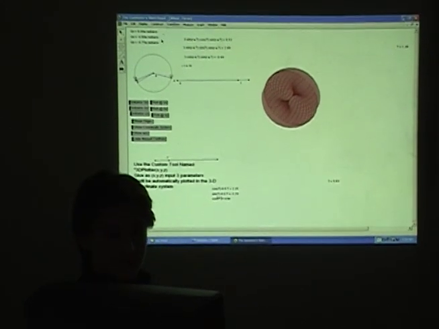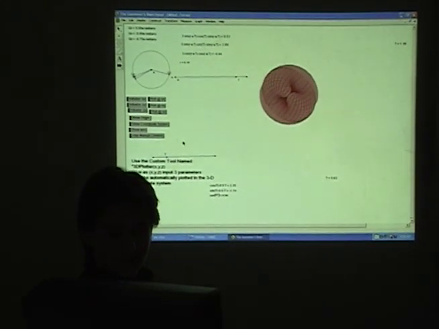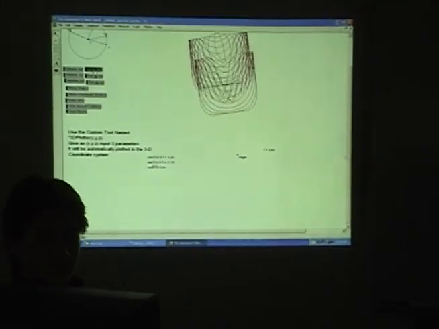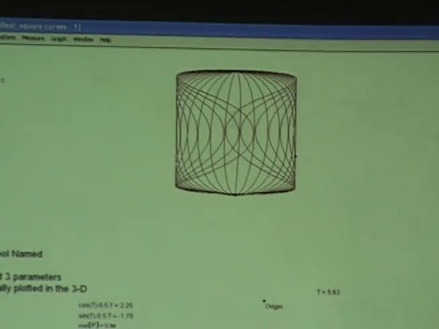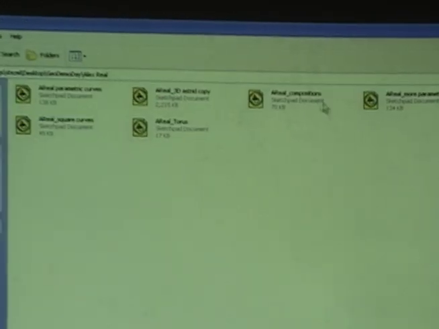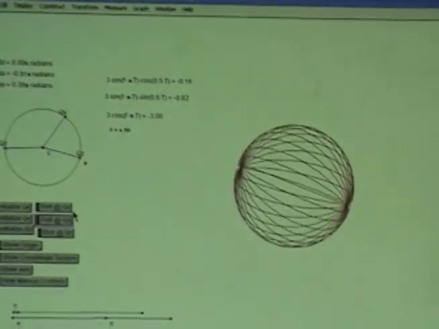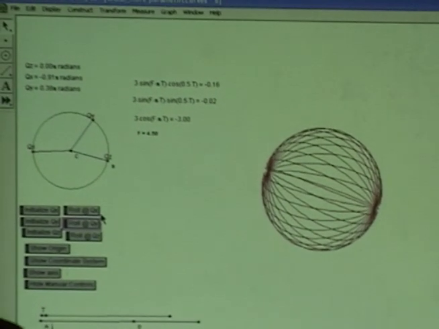Basically, that's what it is. It gets the general idea. Through a lot of experimentation.